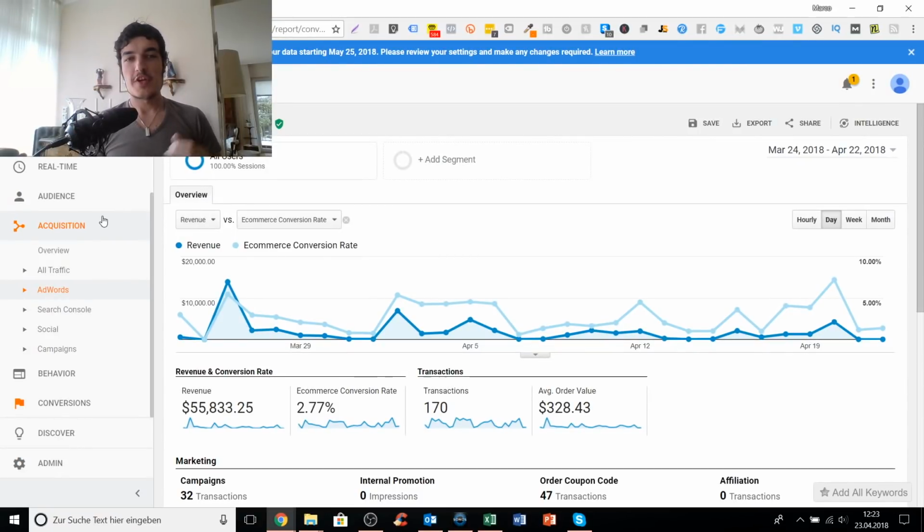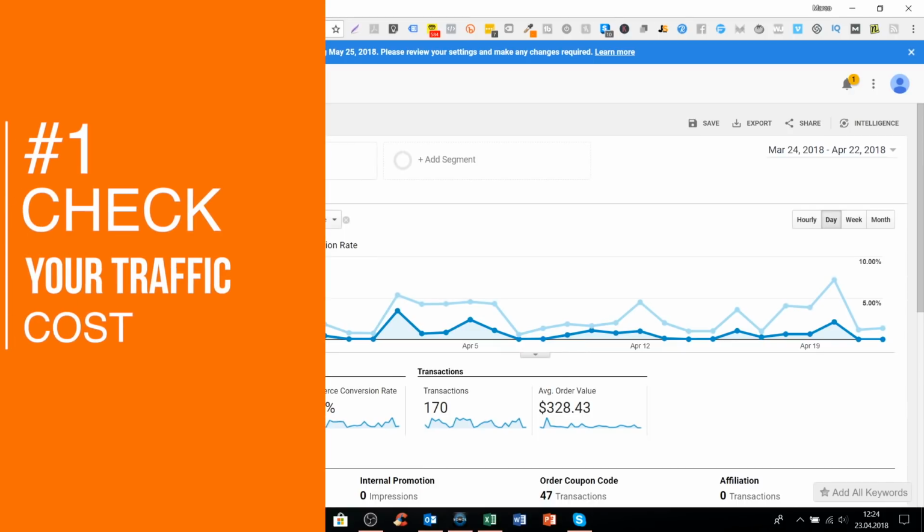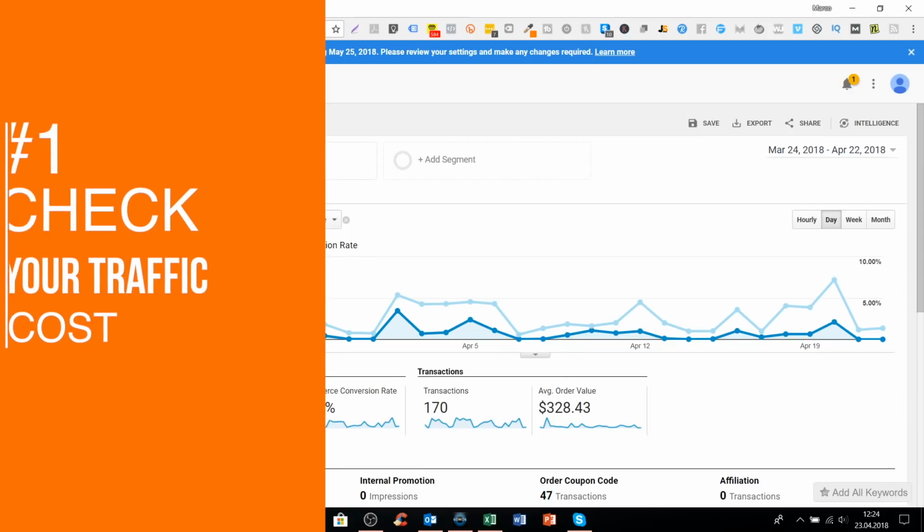Okay, so I will share this strategy, this tip, this tactic that I used to really increase the profitability of my client's business over the past week. And I will show you now the step-by-step instructions so that you can copy it for your own business as well. First of all, you need to understand and know how expensive your traffic was.